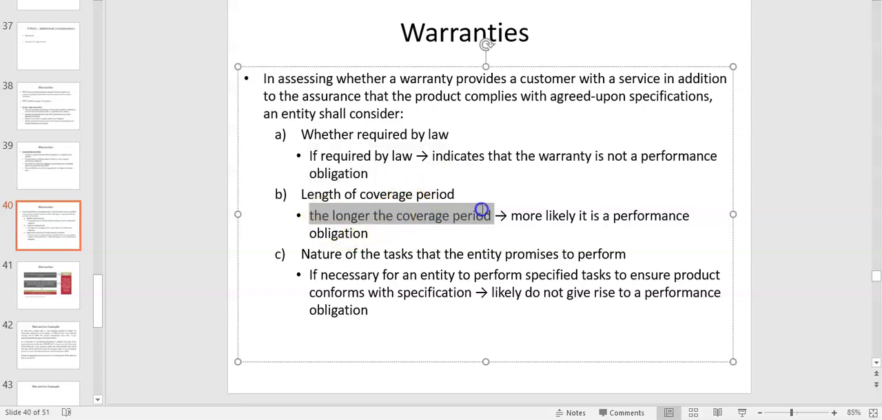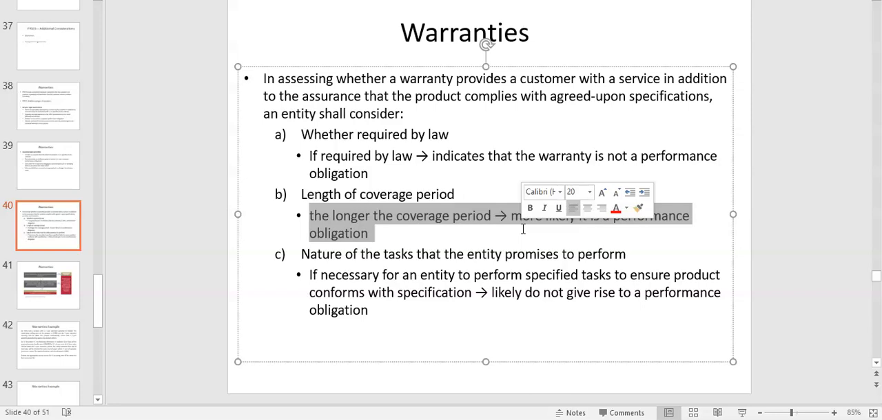The longer the warranty is, the more likely it is a service type warranty, that you're giving them extra warranty over and above what's required. And the nature of the tasks. If it's necessary for the entity to perform specialized tasks to ensure conformance with specification, it likely does not give rise to a performance obligation.